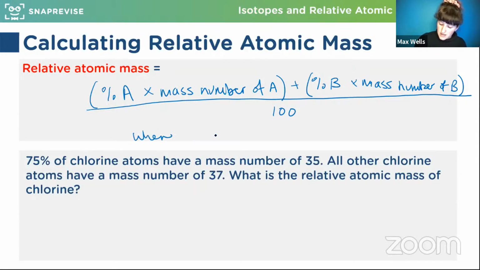And this is where A and B are isotopes. And you could keep going. You can then add it to the percentage of C times the mass number of C, added to the percentage of D times the mass number of D, etc. And you can just keep going.